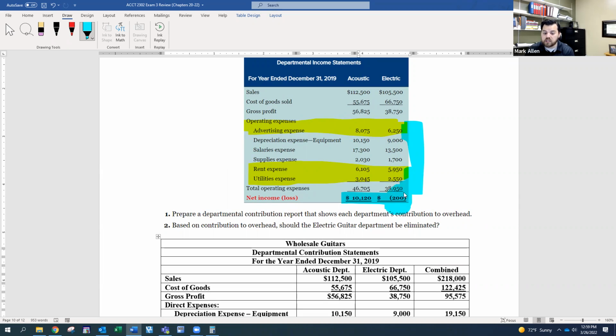Well, if this department is gone and can no longer absorb that $14,000, those indirect costs will have to be absorbed by the acoustic division, which now will actually pull this down, and my company will actually be operating at a loss in total. So it'd be a really bad managerial decision to eliminate this department. So don't do that.